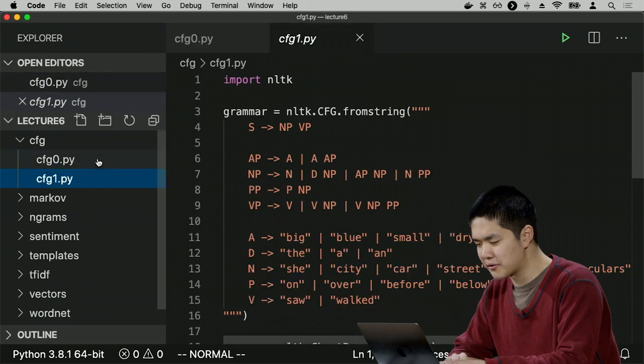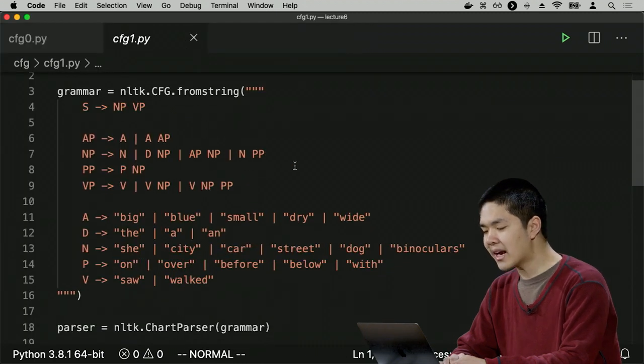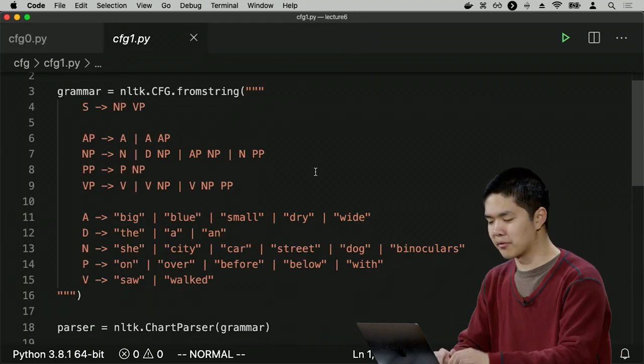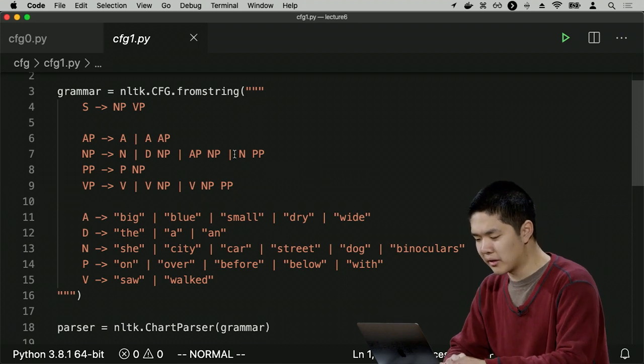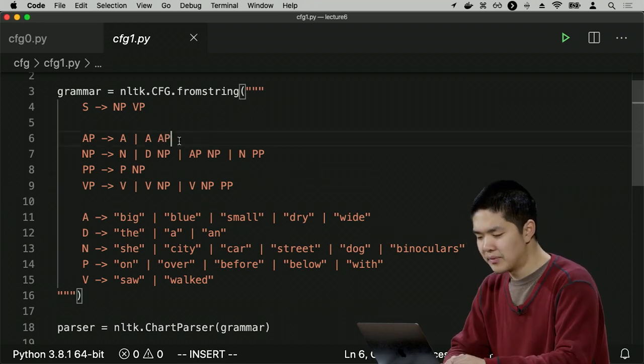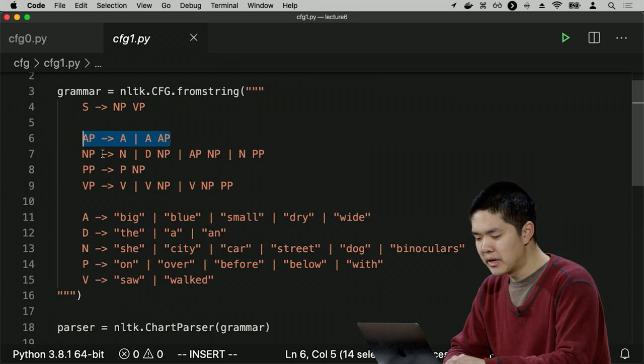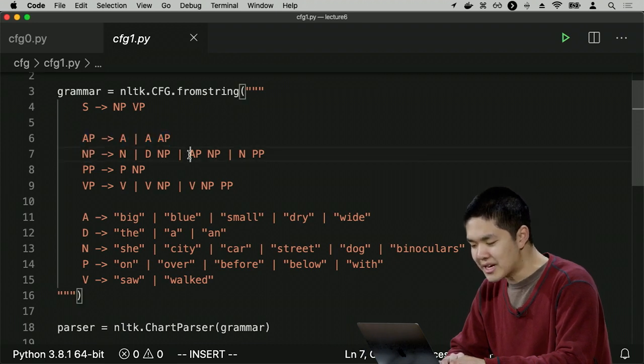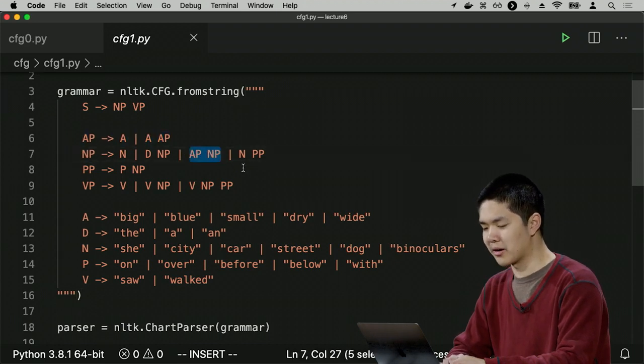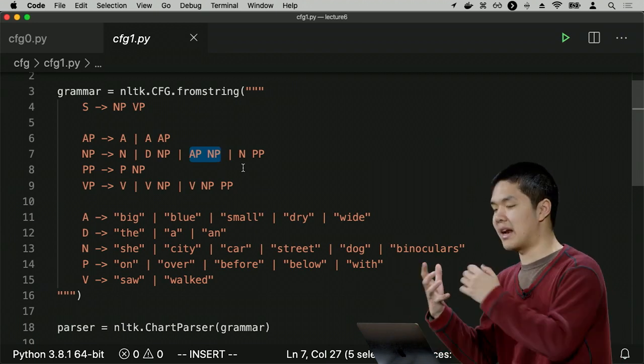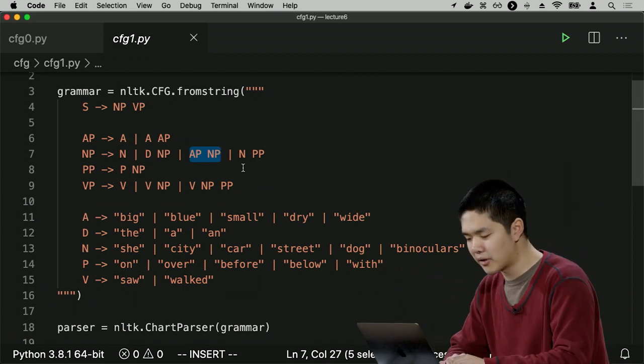So let's take a look at CFG1, for example, where I've added a whole number of other different types of rules. I've added adjective phrases, where we could have multiple adjectives inside of a noun phrase as well. So a noun phrase could be like an adjective phrase followed by a noun phrase. If I wanted to say something like the big city, that's an adjective phrase followed by a noun phrase.